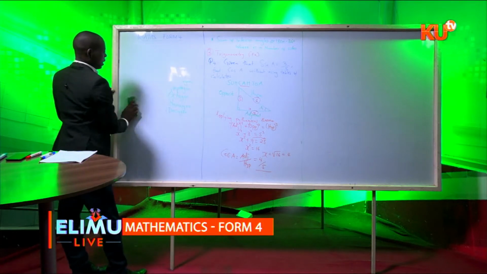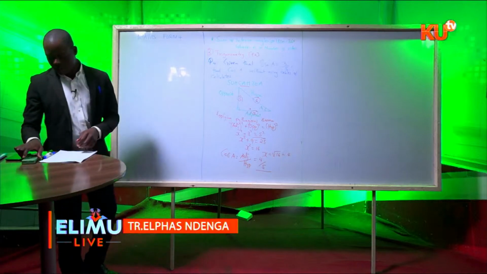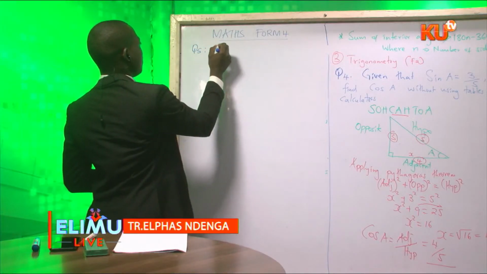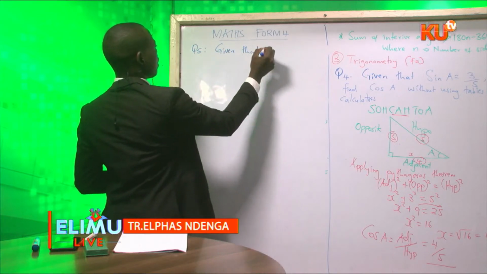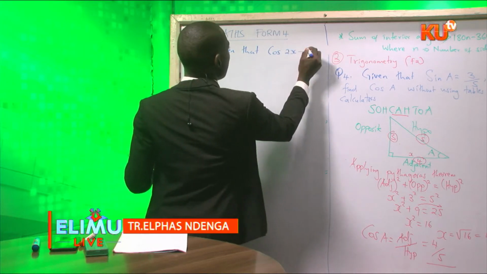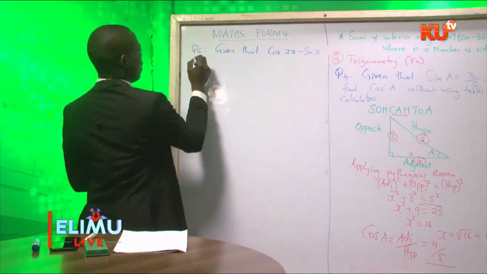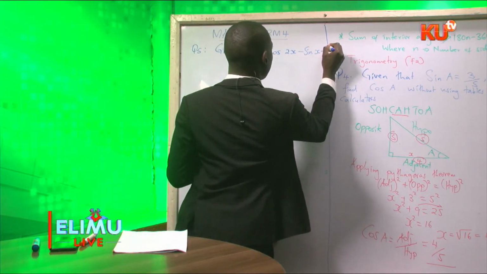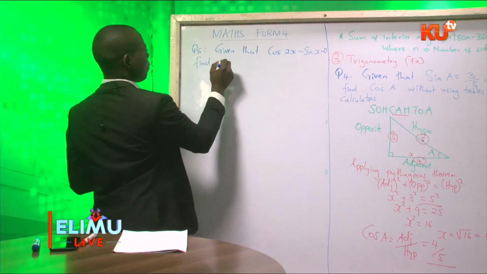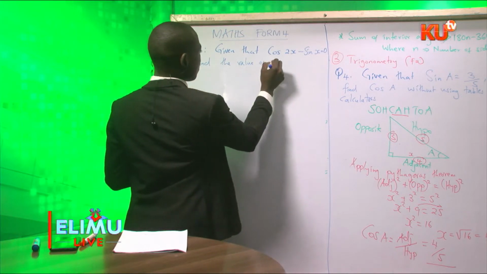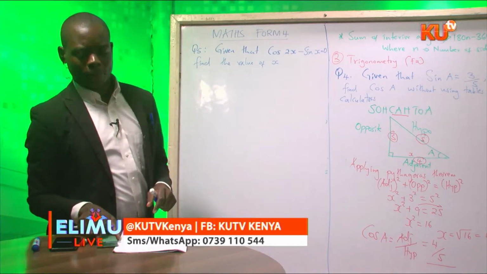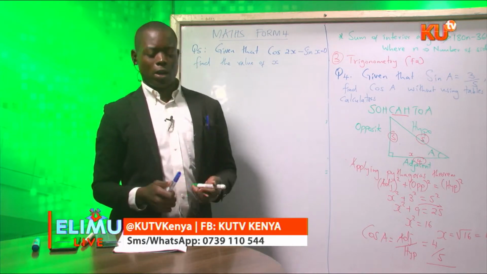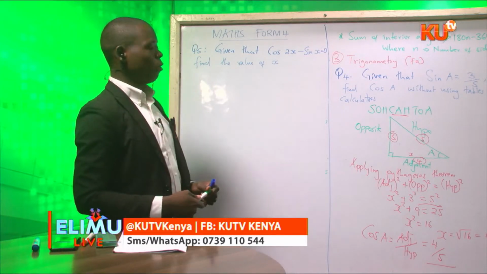Good. Another thing that we will need to discuss is question number 5. Question number 5 is that, given that cos 2x minus sin x equals 0, find the value of x. Given that cos 2x minus sin x equals 0, we find the value of x.